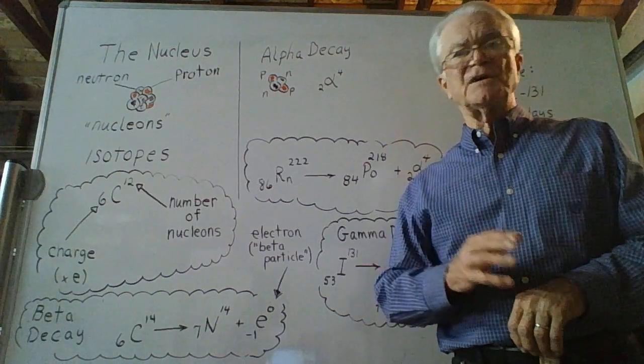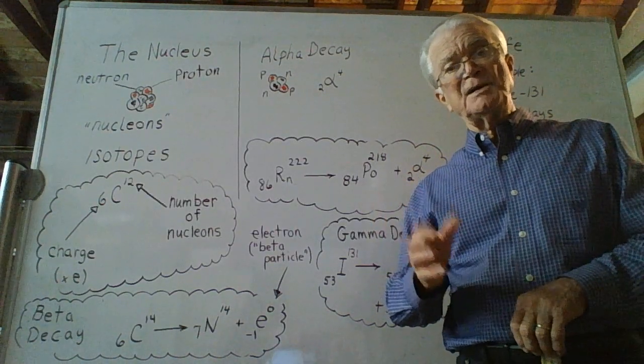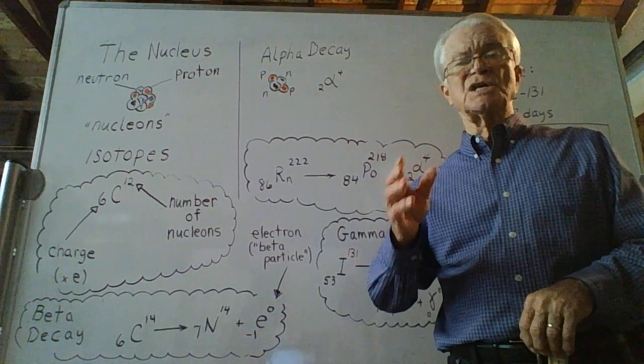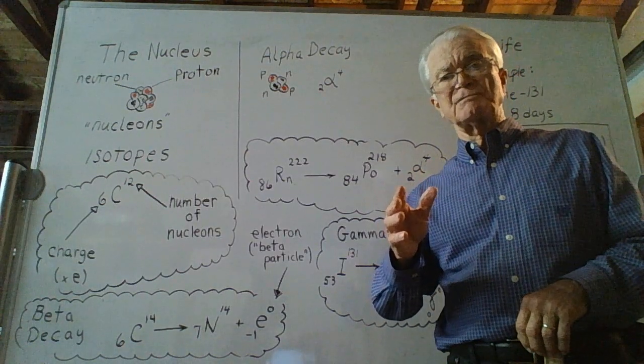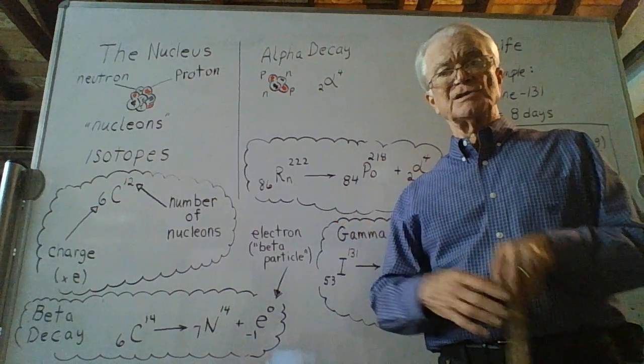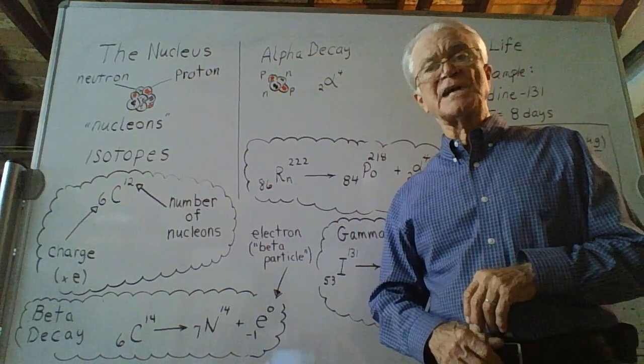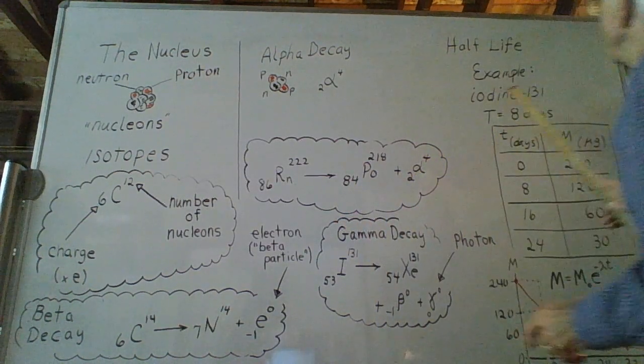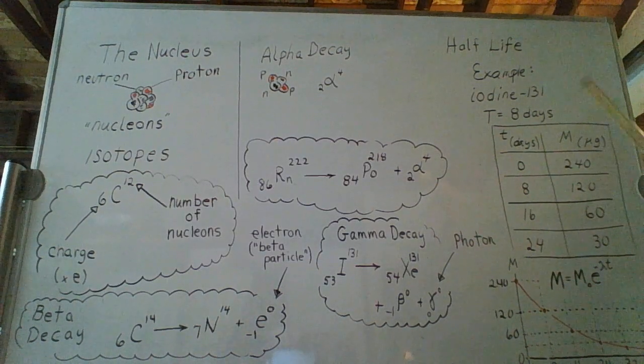The half-life of a substance, of an isotope, is the average amount of time it takes for half of the radioactive sample to decay, to disappear, to become something else. Let's look at iodine-131, whose half-life is known to be about 8 days. This table shows the progression of loss of iodine-131 nuclei.